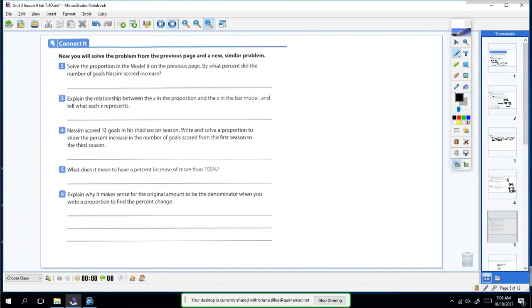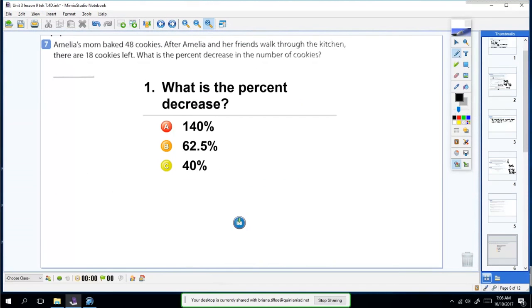Okay, so we're actually going to skip those questions. And let's go try another problem. Amelia's mom baked 48 cookies. After Amelia and her friends walked through the kitchen, there are 18 cookies left. What is the percent decrease in the number of cookies?